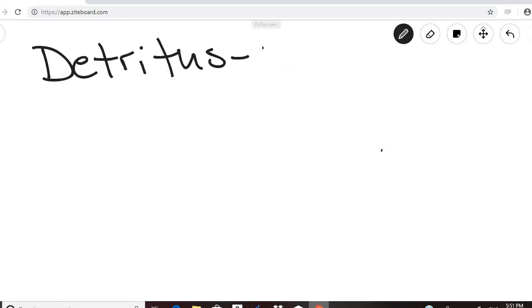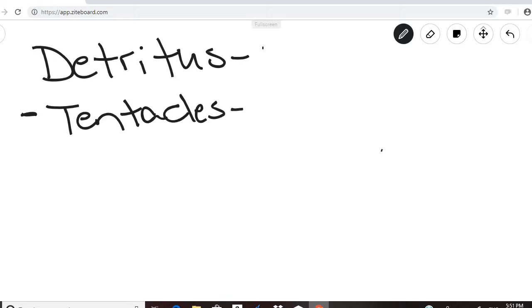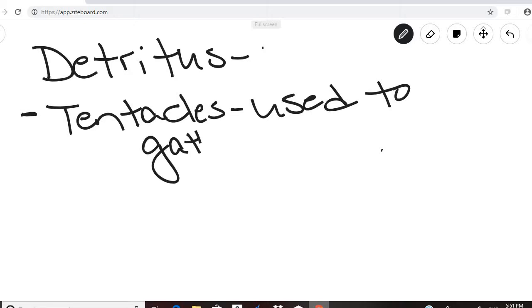One of those ways is that some of these organisms have tentacles, and they will use the tentacles to gather the detritus. They can gather that detritus and use their tentacles to actually move it into their mouth.